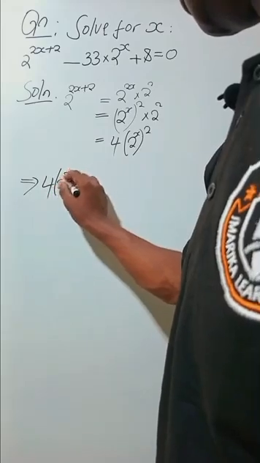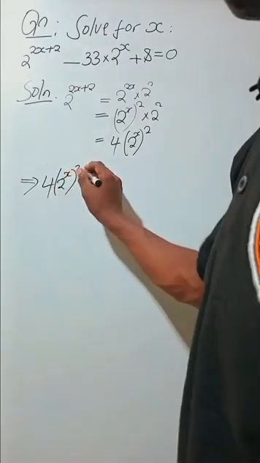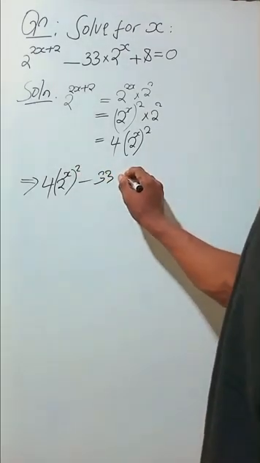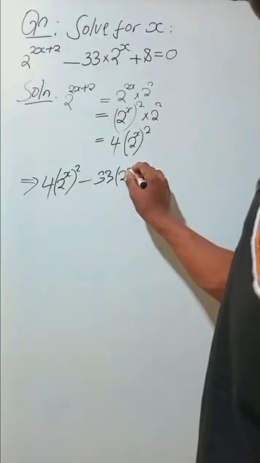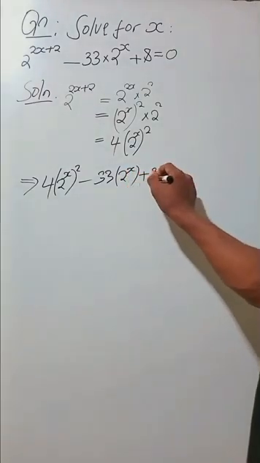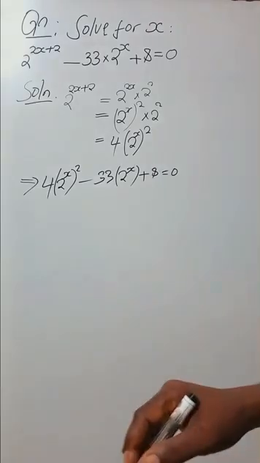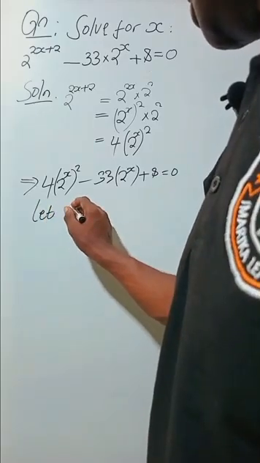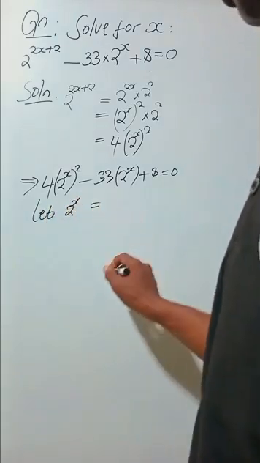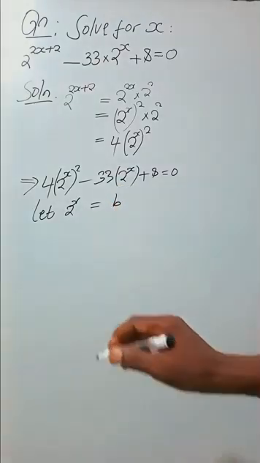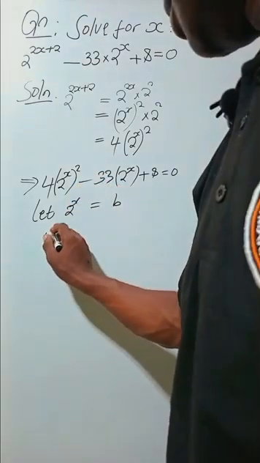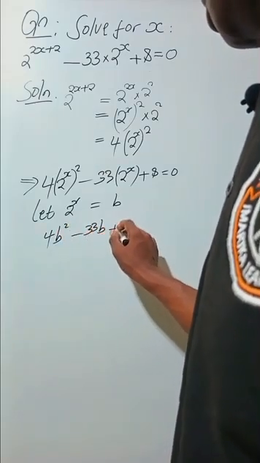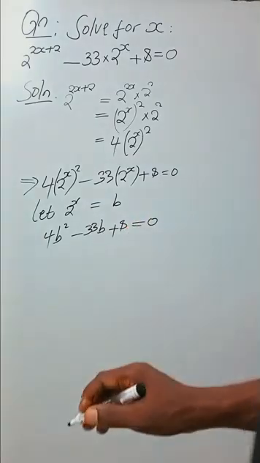4, then 2 the exponent x, then squared, minus 33 into bracket 2x, then plus 8 equals 0. Okay, then how can we proceed from here to make it simpler? Let this 2 power x be equal to b, such that 4b squared minus 33b plus 8 equals 0.